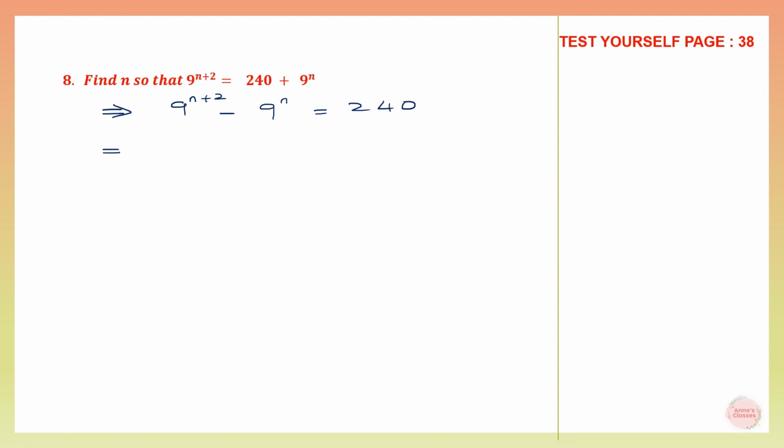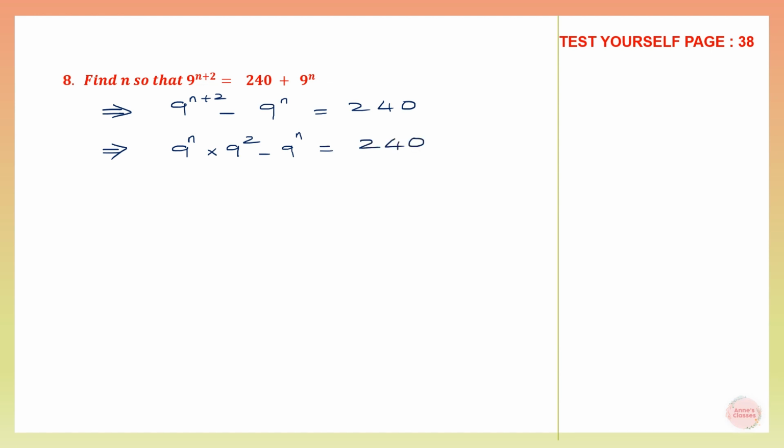Now listen carefully, children. Now this part, 9 raised to the power of n plus 2, I'm going to write it as 9 raised to the power of n into 9 raised to the power of 2. How did I get that? Now we know the law of exponents. When the base is the same and it is multiplication, we can add up the powers. So that is what is done. Now this part I have reversed and written like this. Now I'm going to write minus 9 raised to the power of n, and here it is 240.